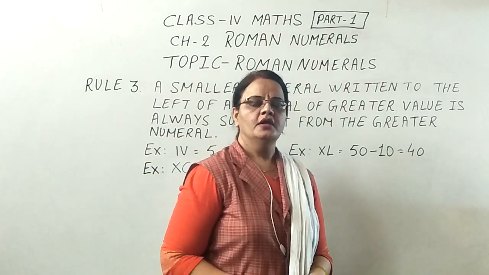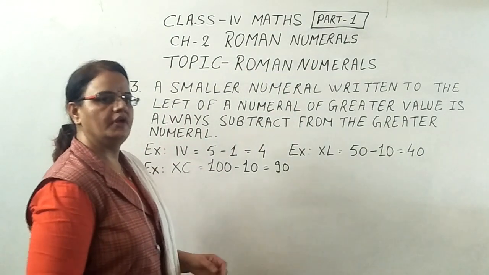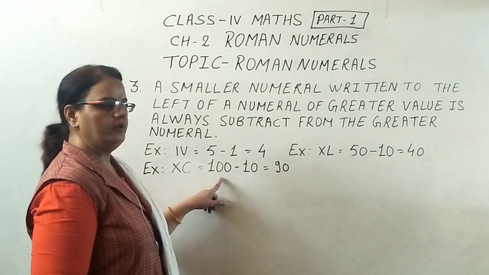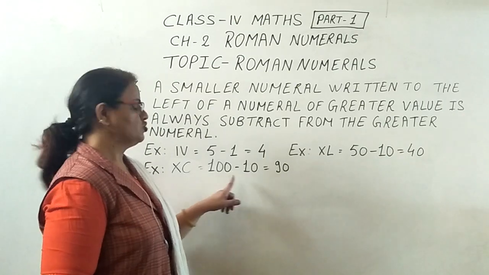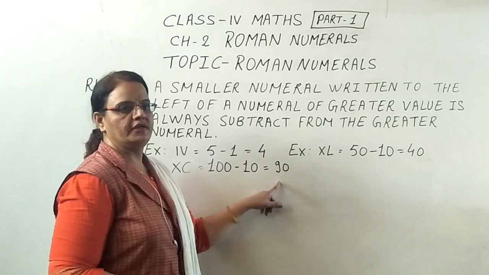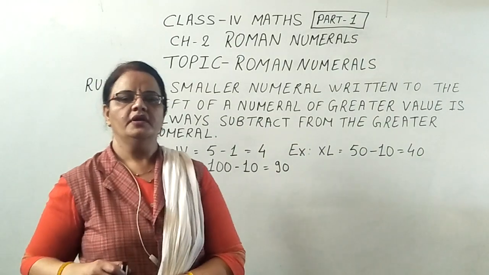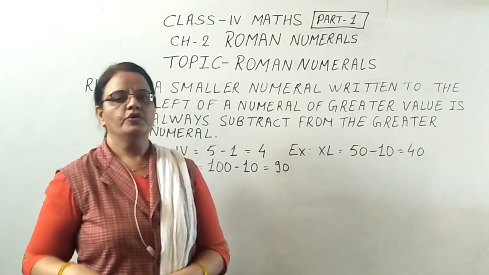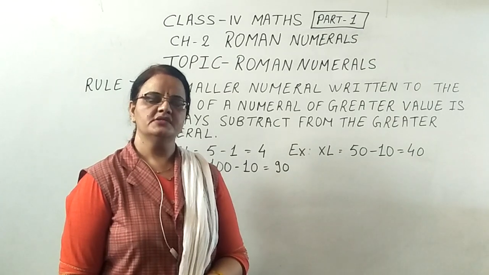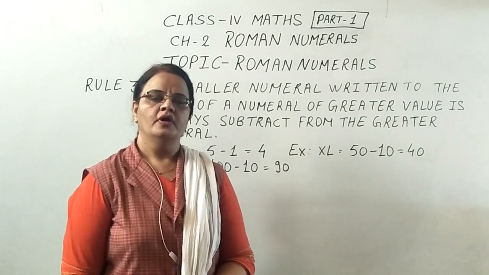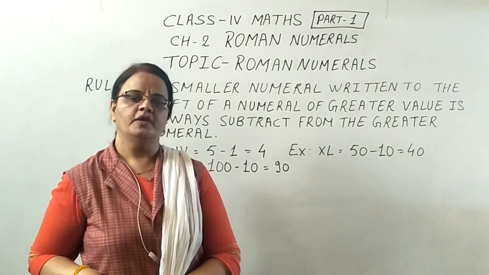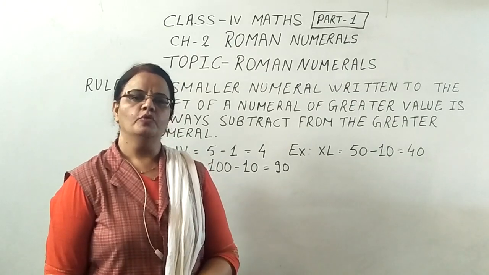Clear to all? Now we will take another example. Our numeral is XC. Yes, students, the value of C is 100 and the value of X is 10. So we subtract: 100 minus 10 equals 90. So today we learned that in Roman numerals, we use 7 letters and their values, and we follow some rules when we write down Hindu Arabic numerals as Roman numerals.